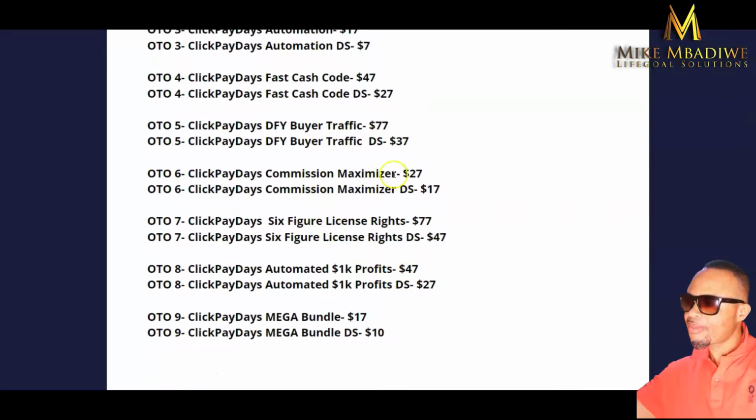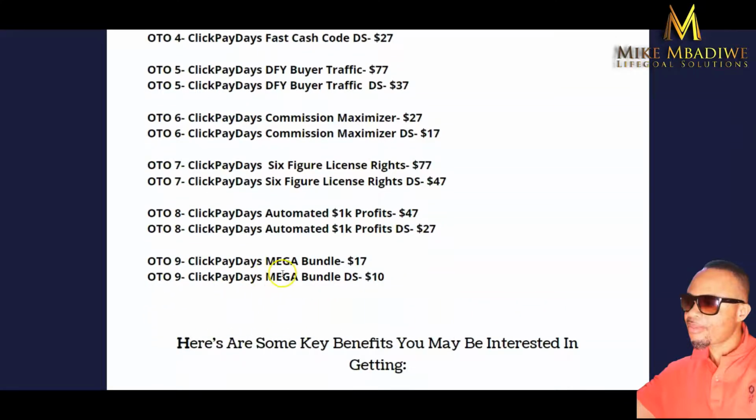The commission maximizer, OTO number 6, goes for $17 downsell. ClickPayDays 6-figure license rights go for $47 downsell. And you have OTO number 8, automated 1K profit on daily basis probably, and the downsell goes for $27. OTO number 9, ClickPayDays mega bundle, goes for $10 downsell, and that's of course during this very launch, and has that tendency to go up higher as the launch progresses.